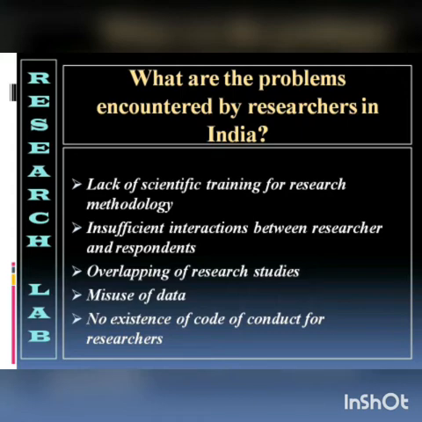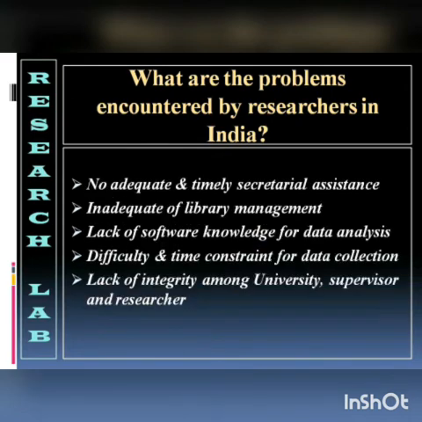Sometimes there is overlapping of research studies and no existence of a code of conduct for researchers in India. And it is found that no adequate and timely secretarial assistance is given to the researchers. There is also insufficient library management. It is also seen that there is a lack of easy and timely access to the old publications and published data of government agencies. Sometimes lack of data analysis software knowledge is also present among the researchers. Sometimes it is difficult, and time constraint in data collection is also found as a problem encountered by the researchers in India.